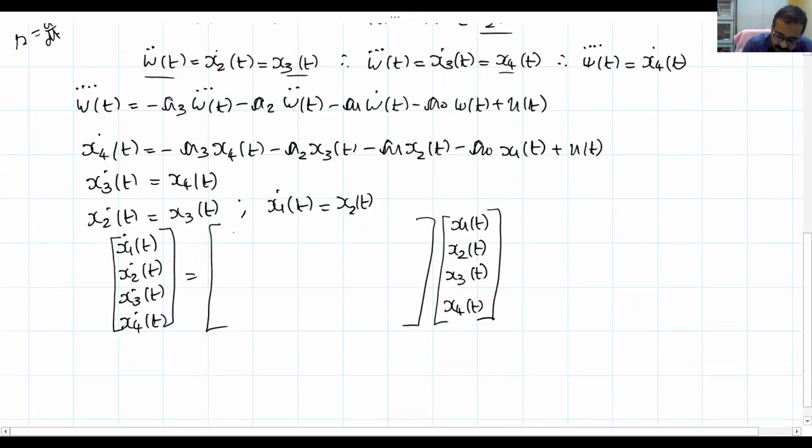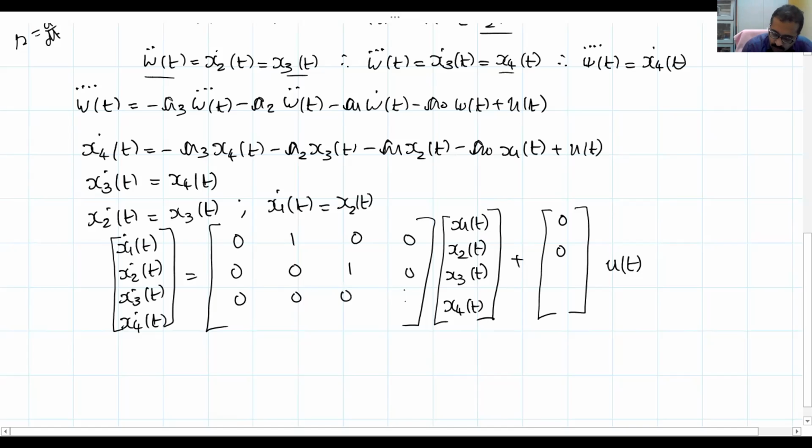X1 dot is x2. That means 0, 1, 0, 0, plus something into u of t. There is no u term, so this becomes 0. What is x2 dot? X2 dot is x3. 0, 0, 1, 0. What is x3 dot? X3 dot is x4. 0, 0, 0, 1. And what is x4 dot? X4 dot will be minus a0, minus a1, minus a2, minus a3, and 1.